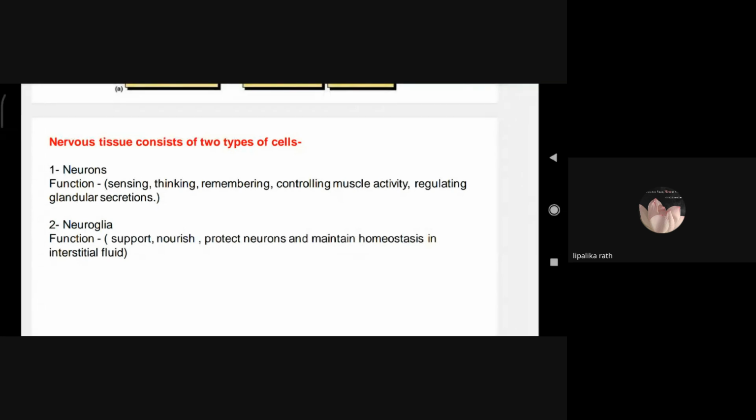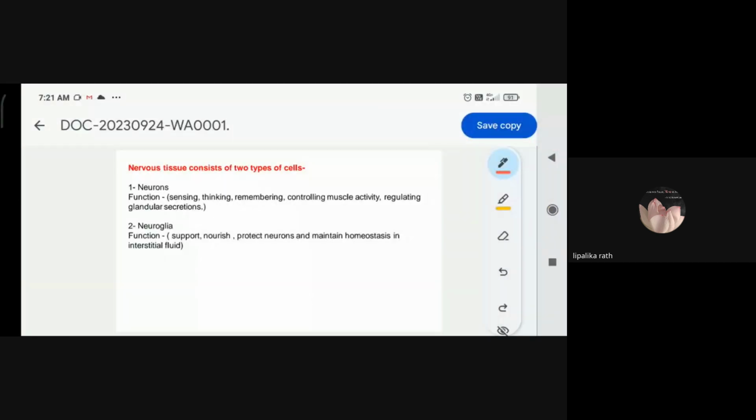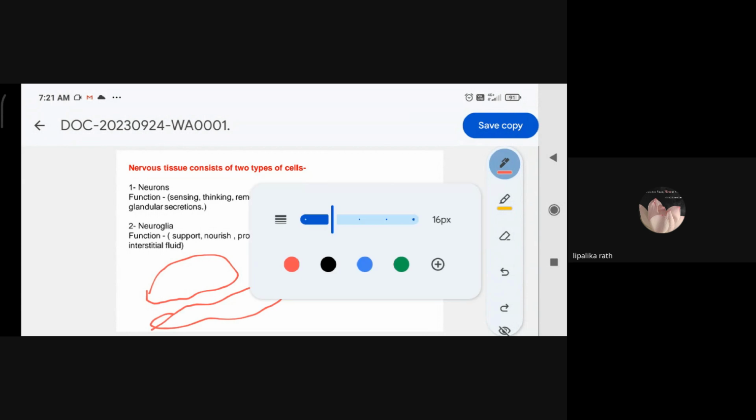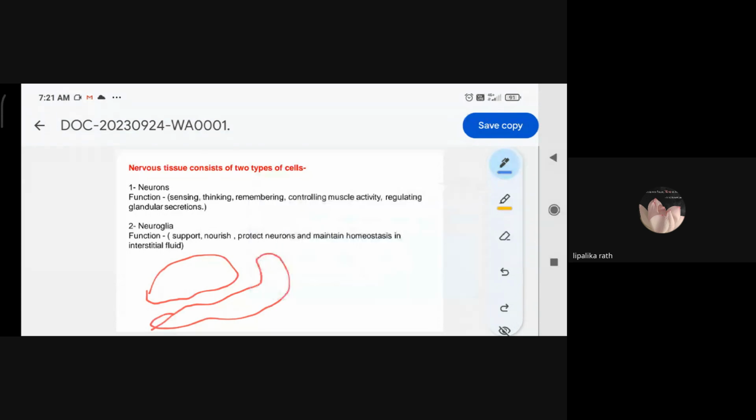Interstitial means within tissues. If there is a small space between two tissues, then it is known as interstitial. Let me draw. Just for example, this one is a tissue and this one is a tissue. So the space between them, this space is known as interstitial space.